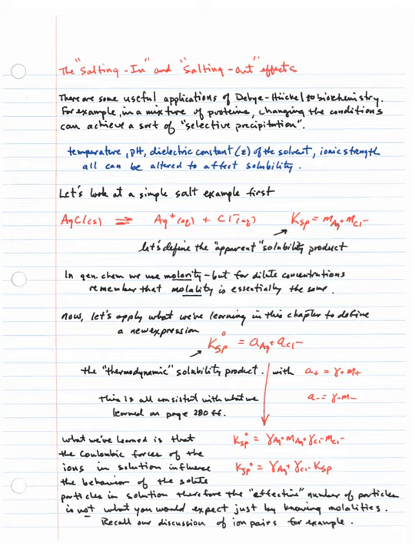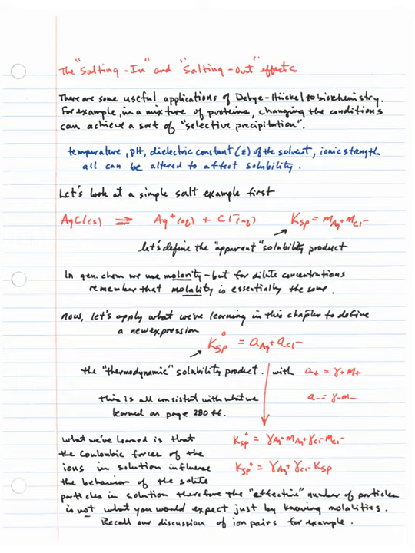So the next section talks about how these properties of an electrolyte solution can help you in the lab. This is called the salting in and salting out effect. There are some useful applications of the Debye-Huckel to biochemistry. For example, we'll see that in a mixture of proteins, you could change the conditions of the solvent and achieve a sort of selective precipitation. That's a term that's left over from analytical chemistry, but we can use it here as well.